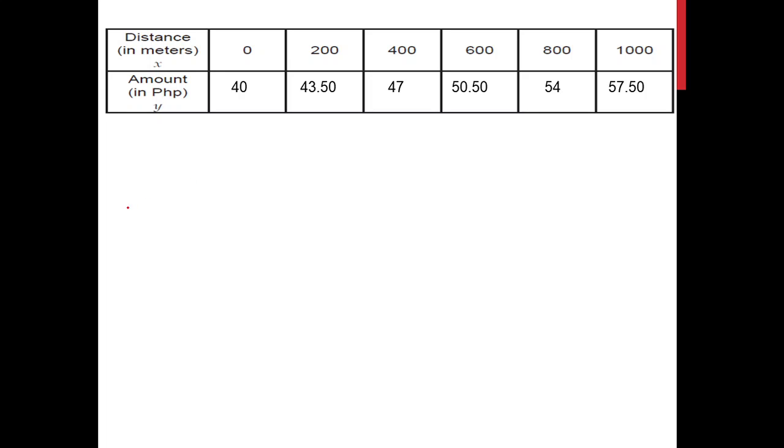Again, we will be using the slope-intercept form of the equation, mx plus b, wherein m is your slope and b is your y-intercept, wherein x is equal to 0. Now, based on this data, only this one has your x equal to 0. Therefore, our b here will be 40. So all we need to do is to find the slope.